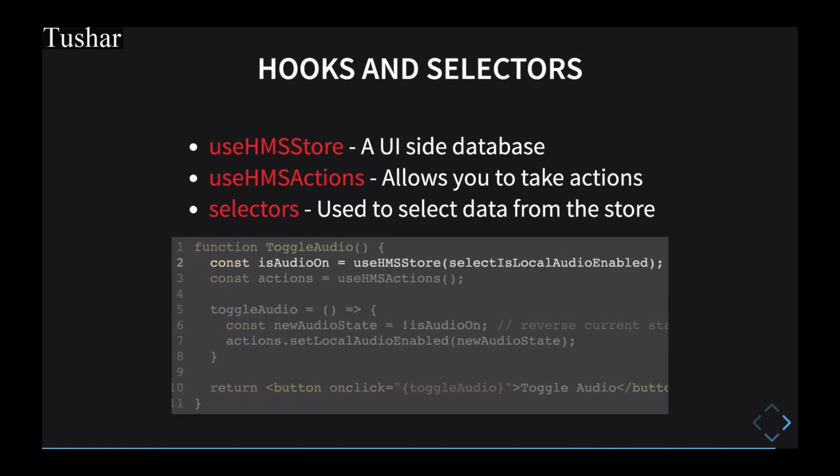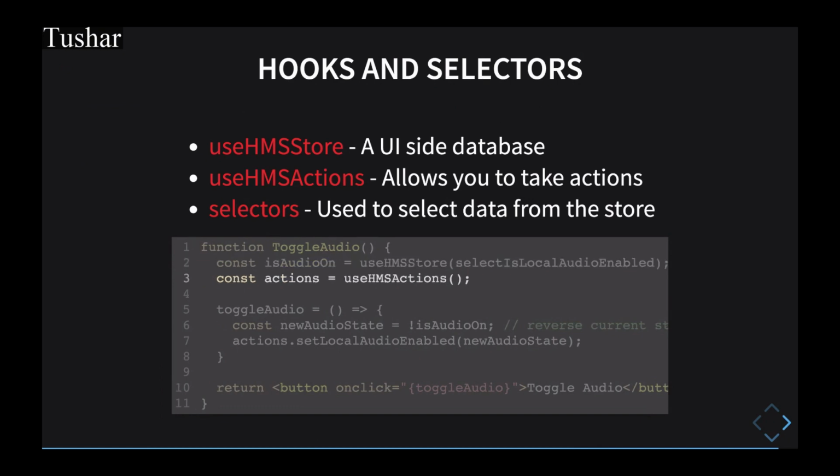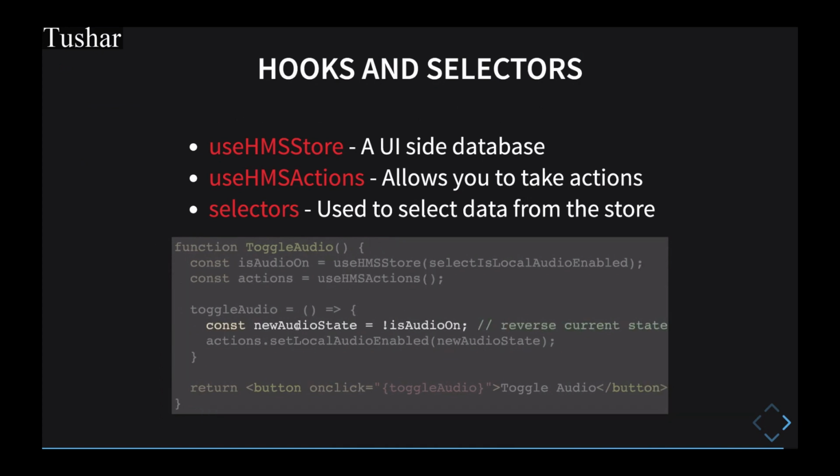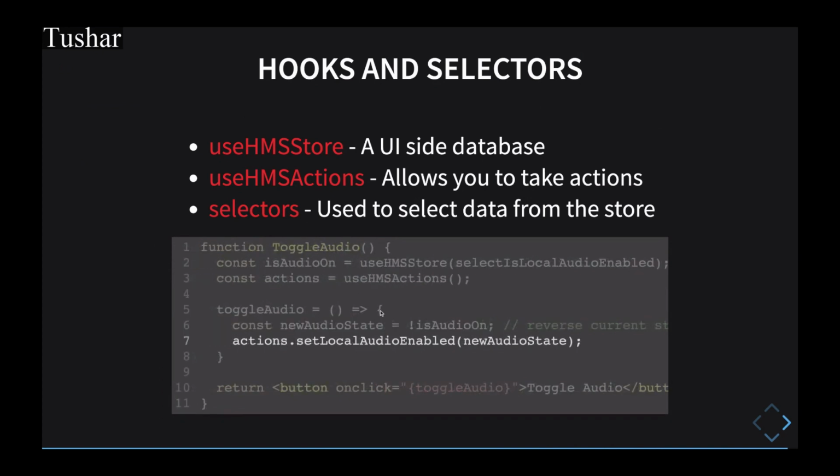Is my audio currently on mute or is it currently unmuted? Once we have the current state, because I need to toggle it, because I need to change it, that is an action. So I get the actions from this hook. And then we get the new audio state, which is the reverse of the current state. And we call this function on our actions interface to set the new state.